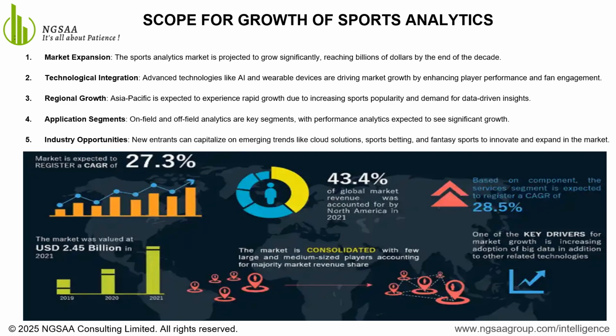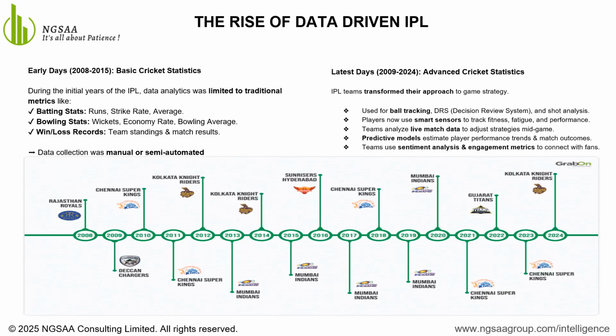The market was valued at $2.45 billion in 2021, with a projected CAGR of 27.3%, indicating a robust expansion rate. North America accounted for 43.4% of the global sports analytics market in 2021, highlighting its dominance in this sector. Big data adoption is a key driver of market growth, enabling better decision-making and strategy optimization. As technology advances, sports analytics will continue to transform how teams, players, and organizations operate, making data a crucial asset in competitive sports. The rise of data-driven IPL.